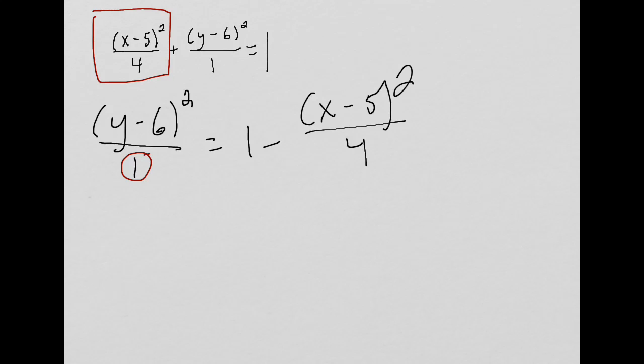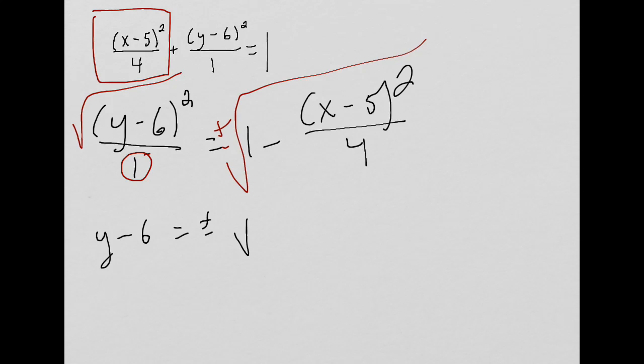So the next step is to square root both sides of the equation. And don't forget, when we square root, we get the plus or minus. That's what's going to give us the top half and bottom half of the ellipse that we're dealing with here. Okay, so what we end up with on the left side is y minus 6 equals plus or minus, really just copying what you see right there, the square root of 1 minus (x minus 5) squared over 4. Wow, that's gross. Sorry about that.